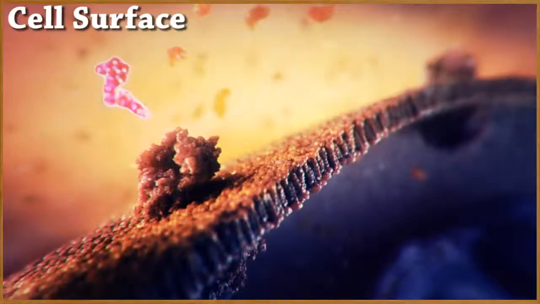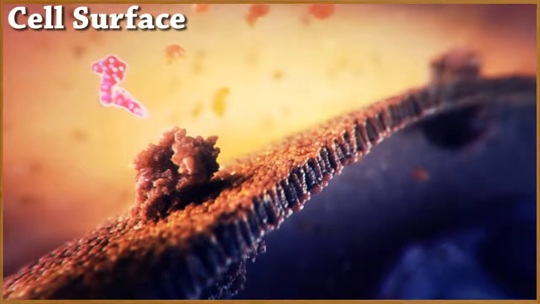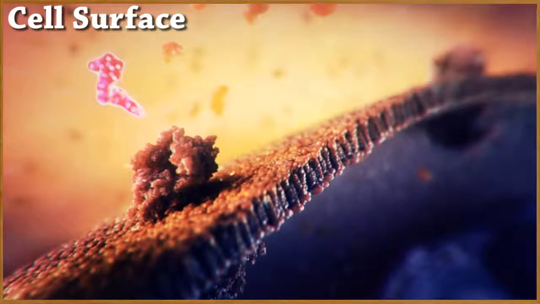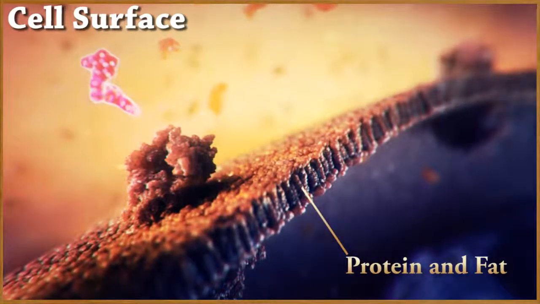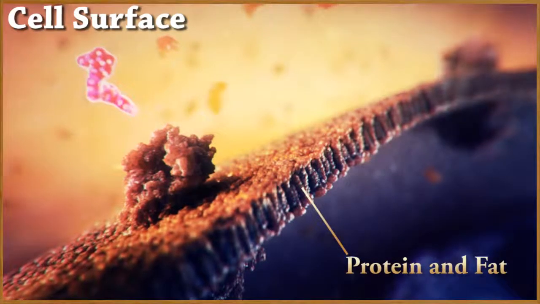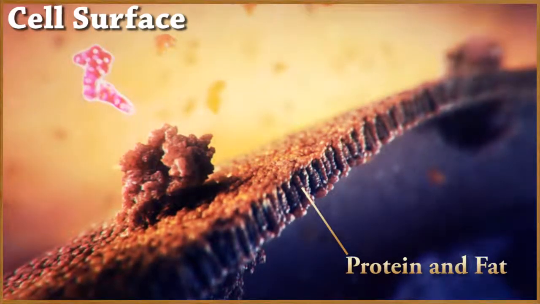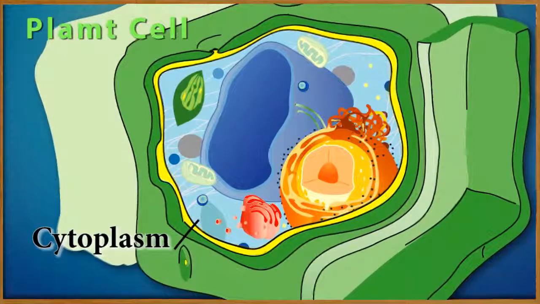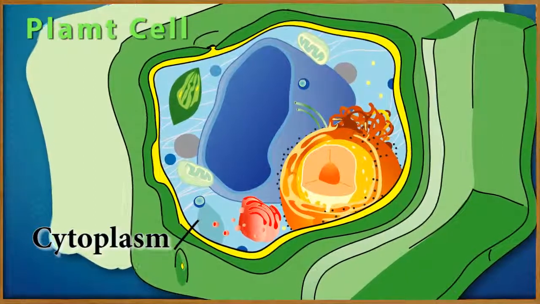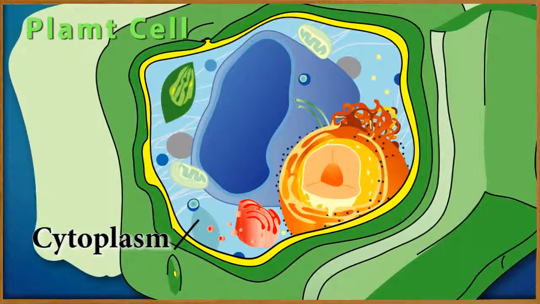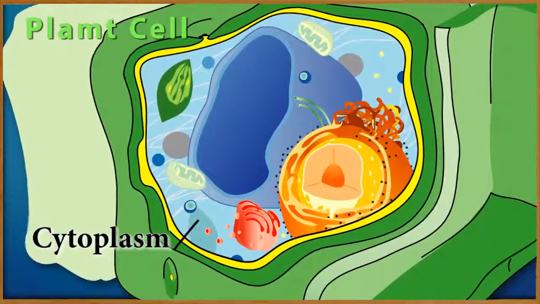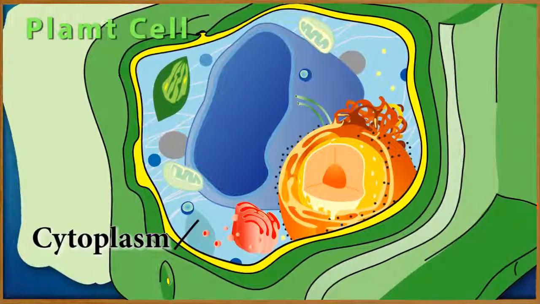All cells have a membrane surrounding the cell, called the cell surface or plasma membrane. This is a thin layer of protein and fat, and it controls what goes in and out of the cell, as the membrane is partially permeable. Cytoplasm is a clear jelly. Most of it is water. It contains many substances dissolved in it, especially proteins. Many metabolic reactions take place in the cytoplasm.